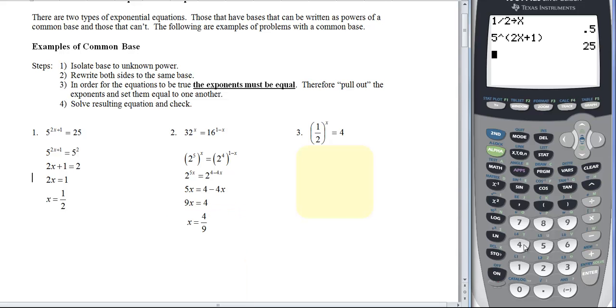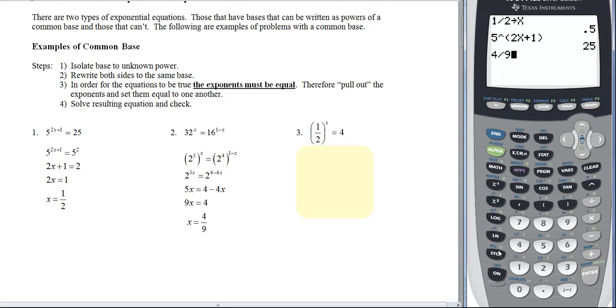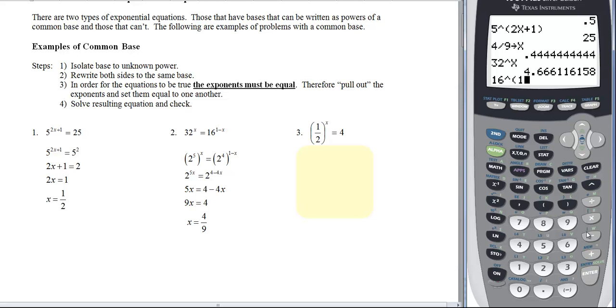So let's try this one. 4 divided by 9, storing for x. I've got to type in both sides. 32 raised to the x gives me that number. 16 raised to, I need parentheses, 1 minus x. If it gives me the same thing, I've got it right. So that's my correct answer.